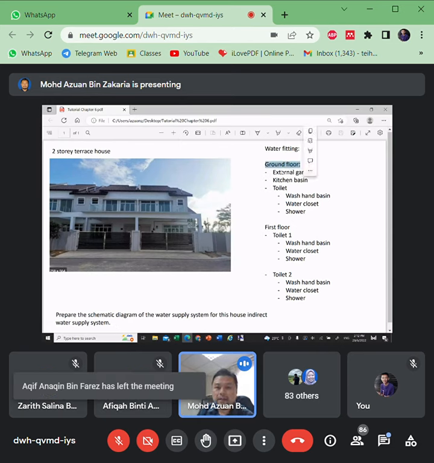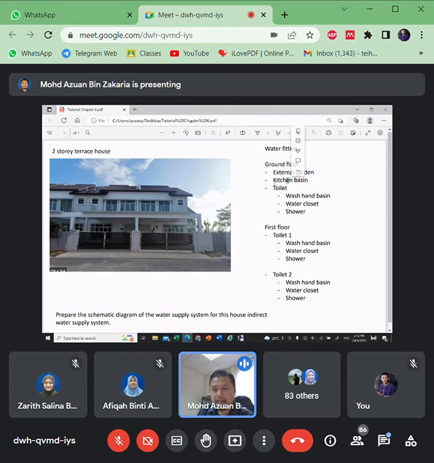On the ground floor we have an external garden pipe, external garden fitting lah. So dekat luar ni ada pipe basuh untuk garden ataupun basuh kereta lah kat luar, dekat dinding dalam lah, luar rumah. Okay, bukan luar rumah, but luar bangunan lah, dekat dalam boundary. Inside the boundary have one fitting, and then a kitchen basin, and then a toilet. The ground floor toilet has a wash hand basin, water closet and shower.